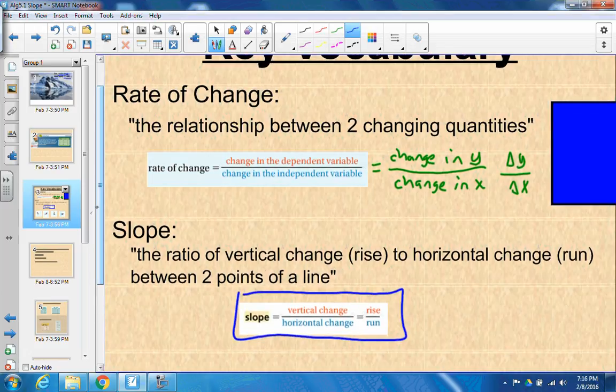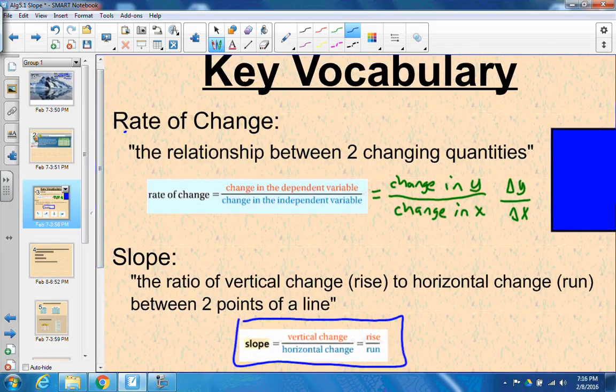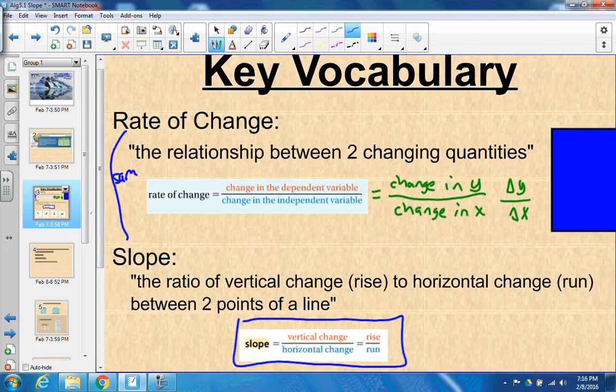Now, just keep in mind, these two things, rate of change and slope, are essentially the same thing. There's two different words for the same thing. If you think about it, the rise would be the change in the y's of a line on a coordinate plane, and the run would be the change in the x's.